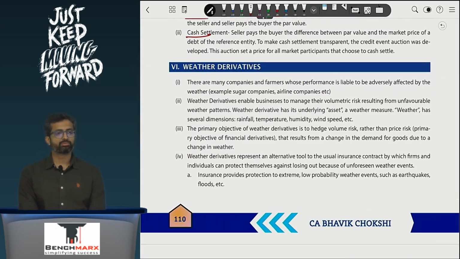Now, this will again come possibly for theory. यहाँ पे underlying क्या होगा? Underlying will be weather. Weather can be rainfall, weather can be temperature, weather can be various things. Now earlier you would have protection, but protection will be against very adverse weather changes. Like insurance will give you protection against a tsunami, insurance will give you protection against an earthquake, against a flood.